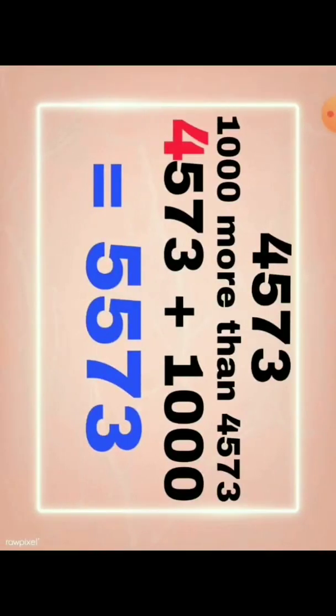Now we are going to add 1000 to this number. So we get 1000 more than 4573. In 1000, 1 is on the 1000's place, and in this number 4573, 4 is on the 1000's place. So we add this 1 to 4573. We get 5573.